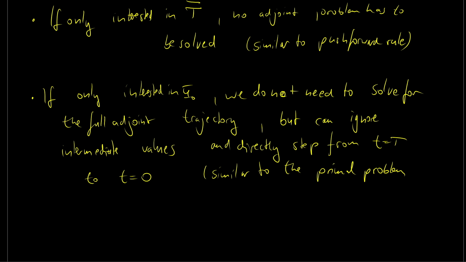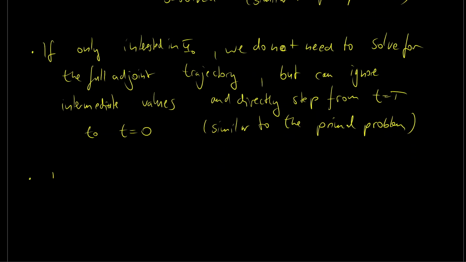So similar to the primal problem, but the primal problem of course does it in the chronological direction, so in increasing time direction, but here for the adjoint, we go reversely in time. Then as a consequence, of course, for the cotangent parameter, we need the full adjoint trajectory.